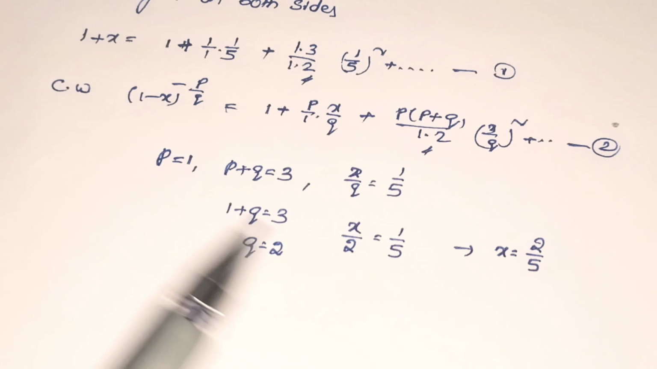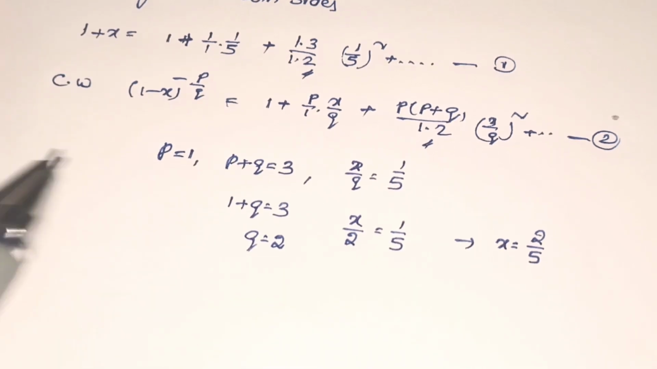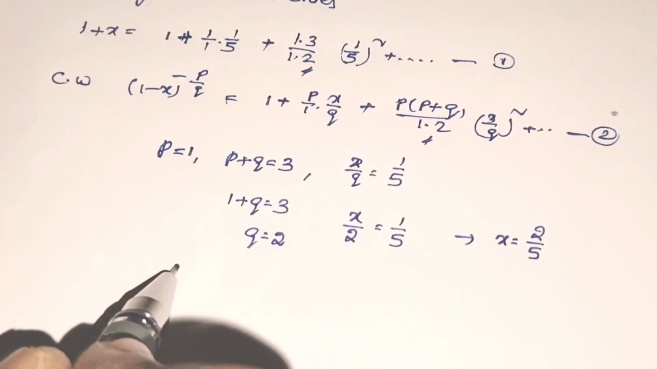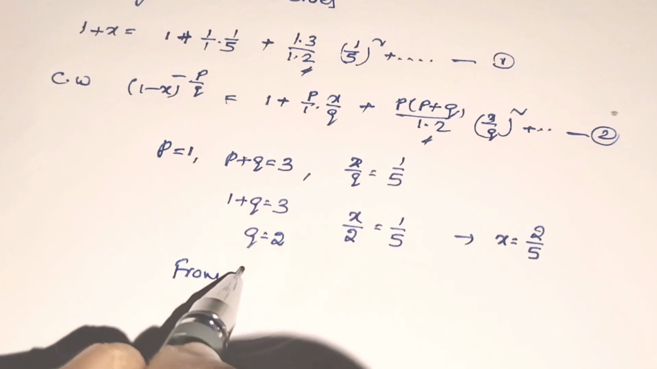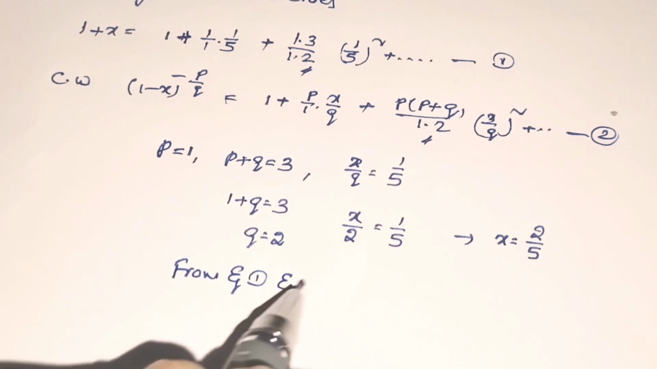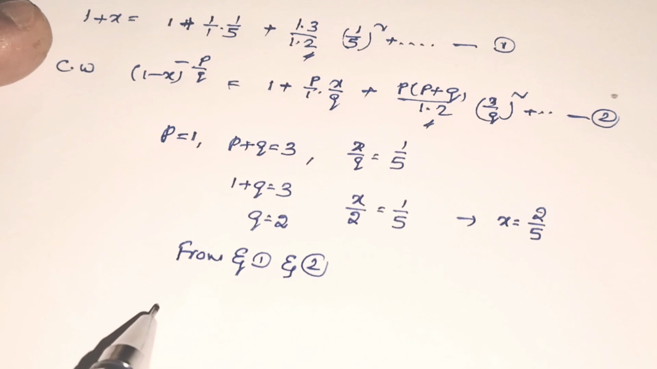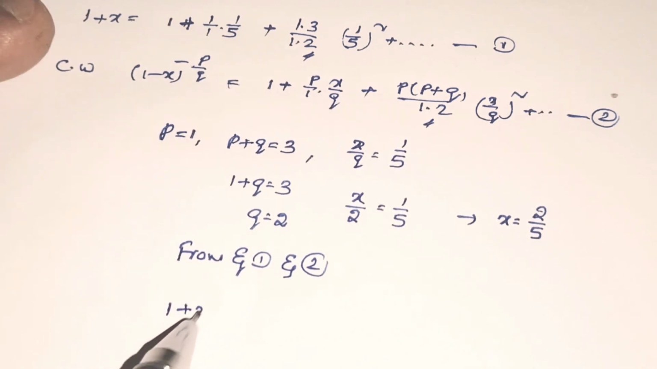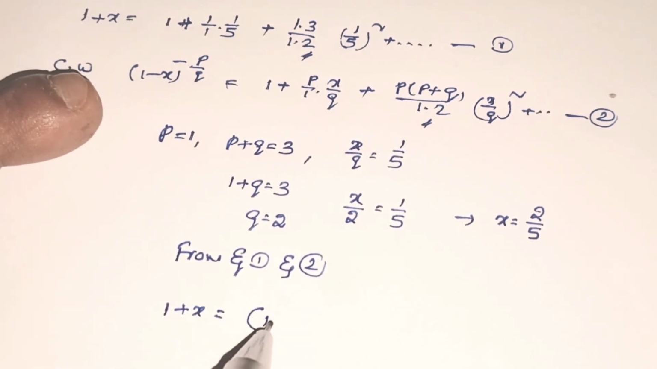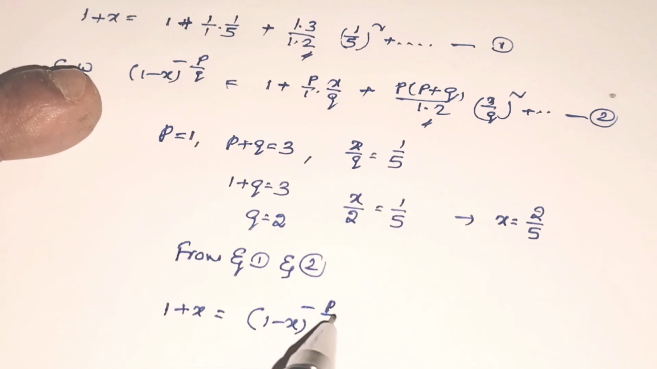Now substituting all these values in equations 1 and 2, I am taking the LHS values of equations 1 and 2. What is the LHS of the first equation? 1 plus x. What is the LHS of the second equation? 1 minus x power minus p by q.